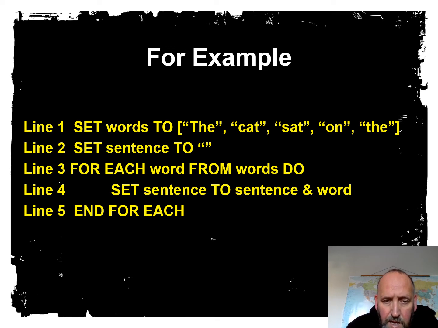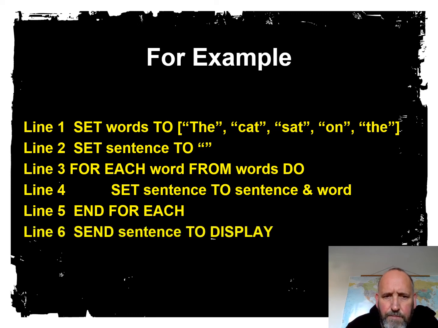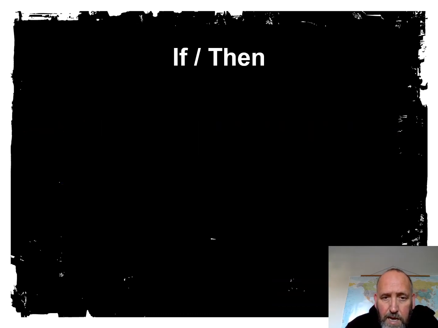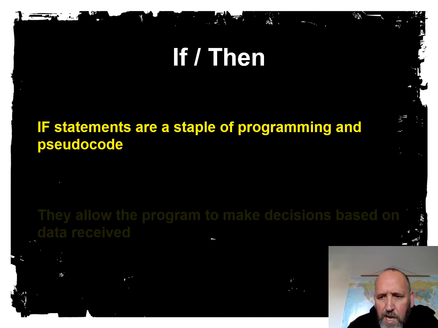Okay, here's the first word. Sentence becomes the. We run it again, sentence becomes the cat. We run it again, sentence becomes the cat sat. We run it again, sentence becomes the cat sat on. We run it again. This is the last word that we've got, so the cat sat on the. Sentence, when we've been through each word, becomes the cat sat on the, and we're on our way to the wee proverb or whatever it is. Send sentence to display. The sentence is displayed on screen. Indentation.